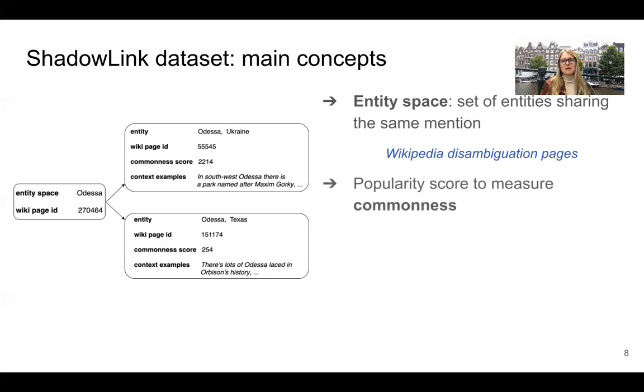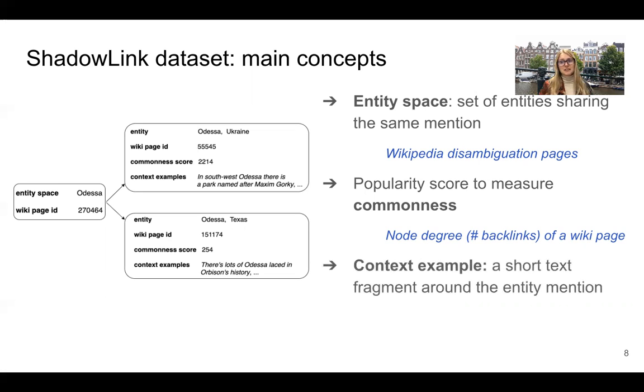Secondly, we need some score to measure commonness, because we need more common, less common entities. We need to know which is which. And we used the number of Wikipedia backlinks, which is safe to use in our case, because it has been previously shown that graph-based measures of commonness correlate with corpus-based measures. So the entities that have more backlinks are also more likely to be encountered on the web.